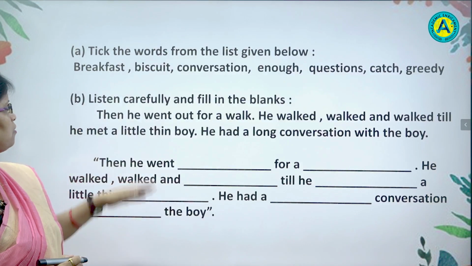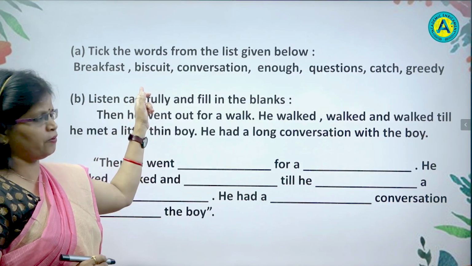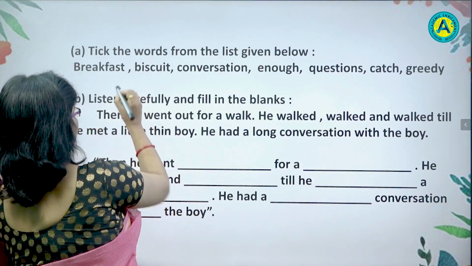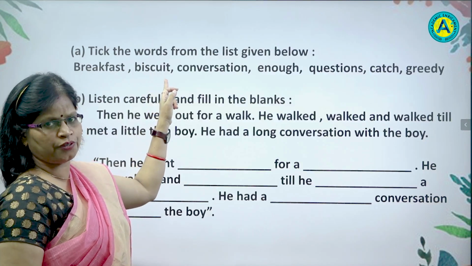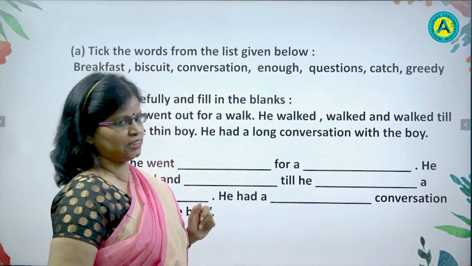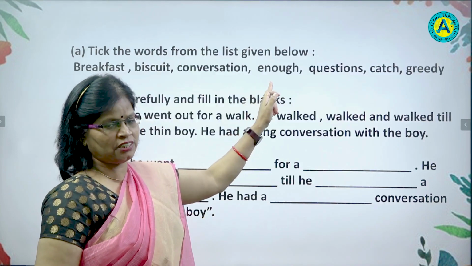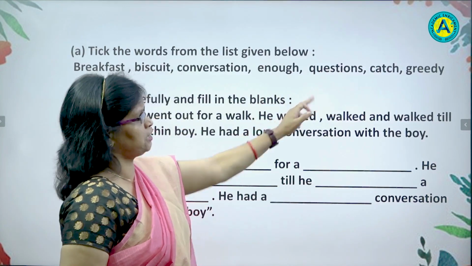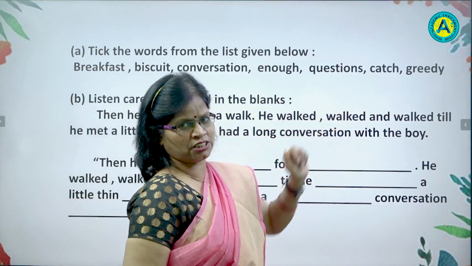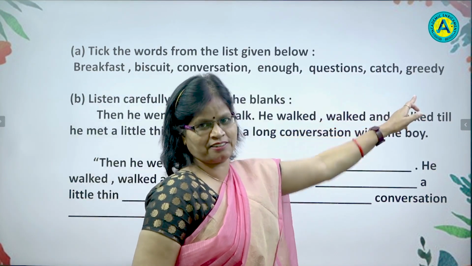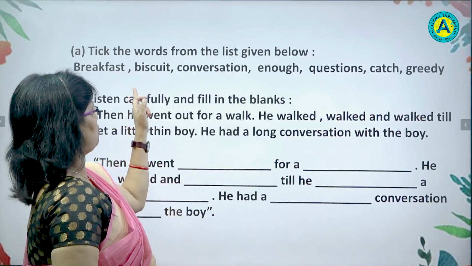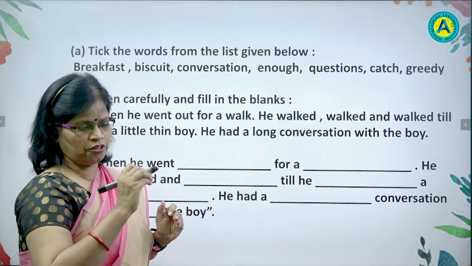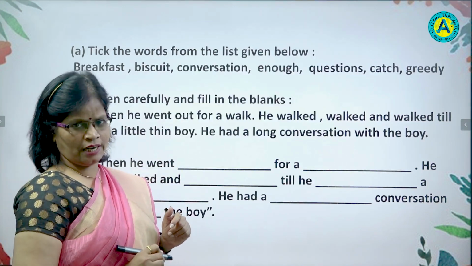Okay? So, now I am reading the words. Listen to me carefully. Breakfast. Then, biscuit. Conversation. And the next one is enough. Questions. After that, cats. Greedy. Okay? So, now I will read one word. What you have to do? You will put a tick mark over that word.